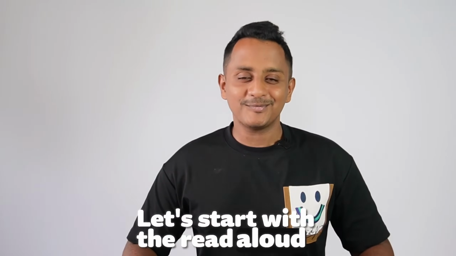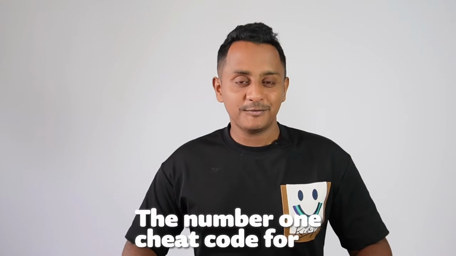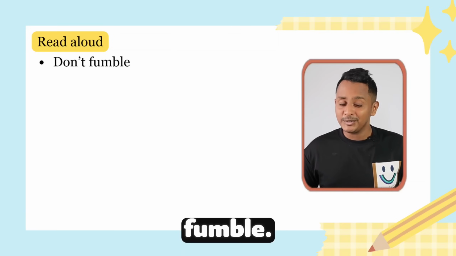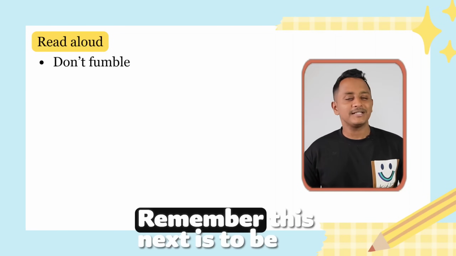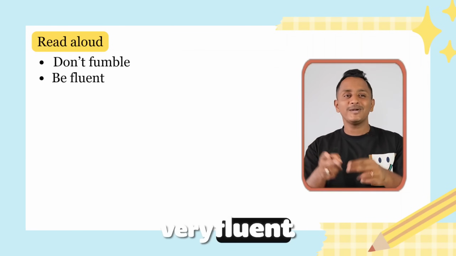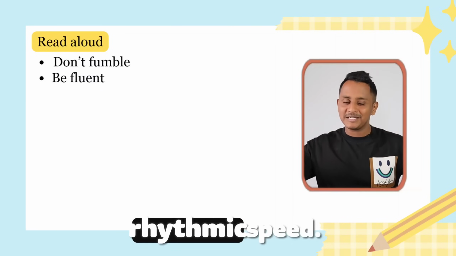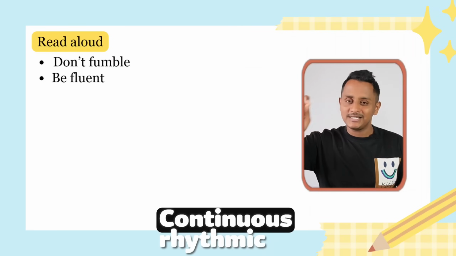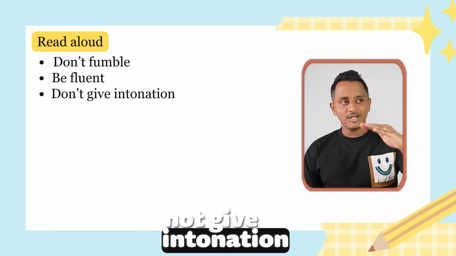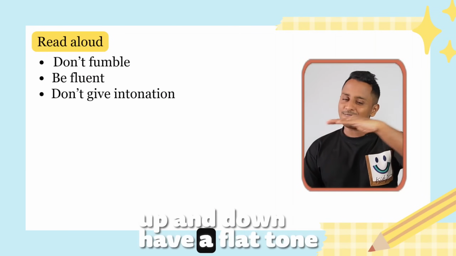Let's start with the read aloud module. The number 1 cheat code for the read aloud is don't fumble. Your fumble marks will go down, remember this. Next is to be very, very fluent. Fluency is all about having that rhythmic speech, that continuous rhythmic speech. Don't give intonation, meaning going up and down, have a flat tone.